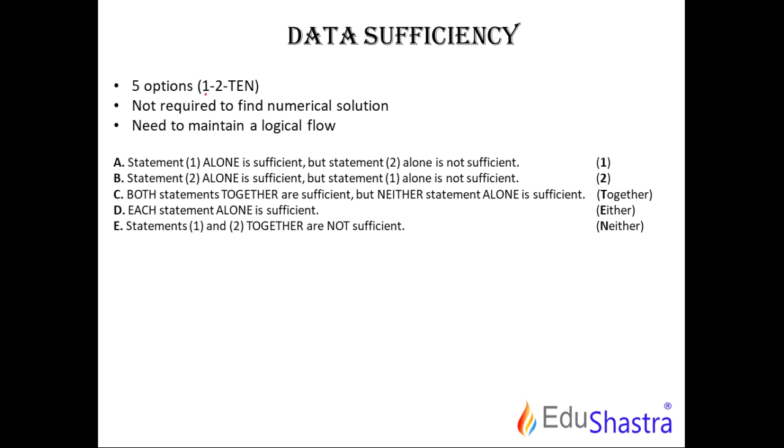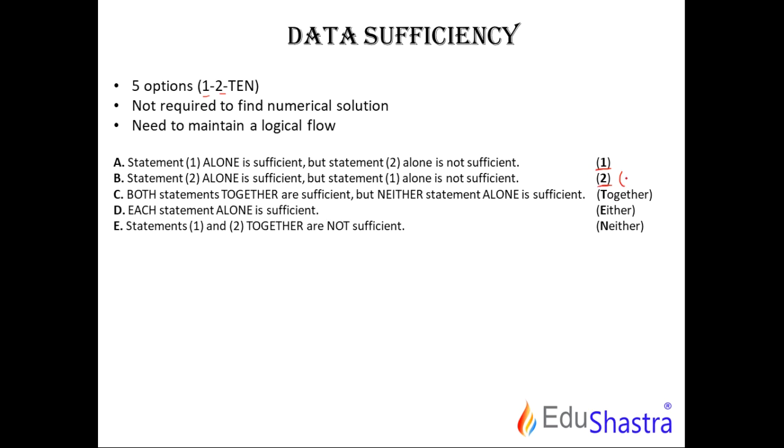You can remember them through this acronym 1, 2, TEN. So this is described over here. We are not required to find the solution. We are required to find sufficiency, and we need to maintain a logical flow. So your option A basically implies that statement 1 itself is sufficient while the other is not. Second option is the opposite of that, wherein your second statement is sufficient but 1 is not.